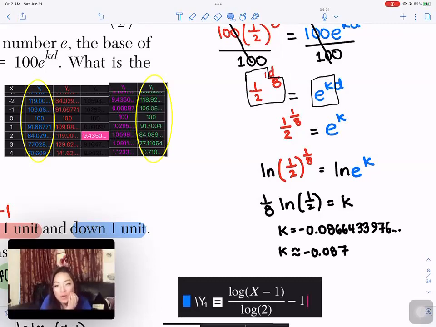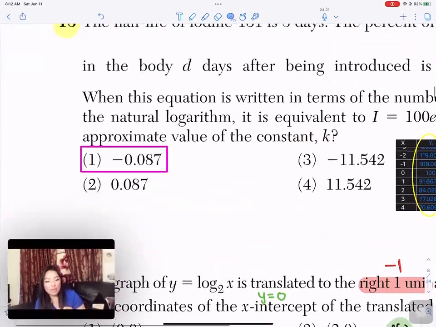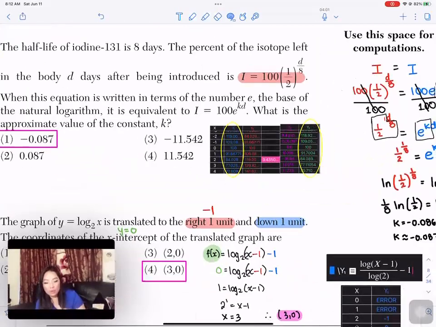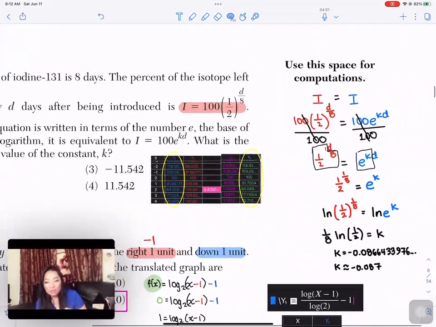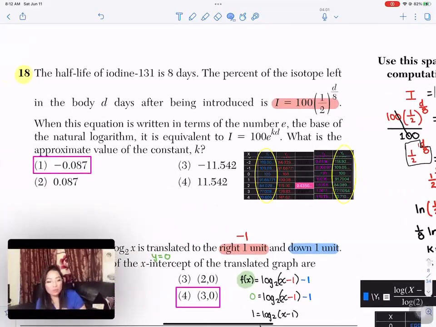And so now you put it in your calculator, and k gives you about negative 0.087. And of course, it's endgame. You already know that it has to be choice 1. Now, what do you do if you forget? Well, they give you 4 choices, right? Why don't you put in the calculator, you know what, I'll tell you how to put this in the calculator.